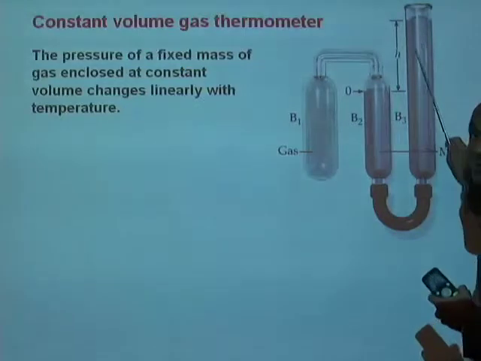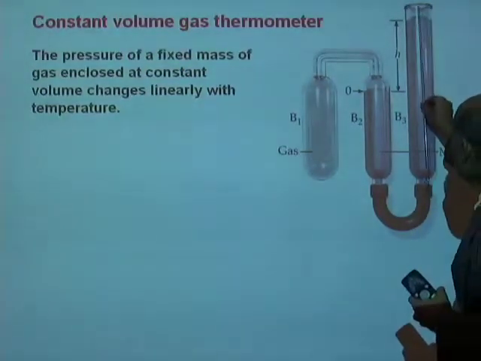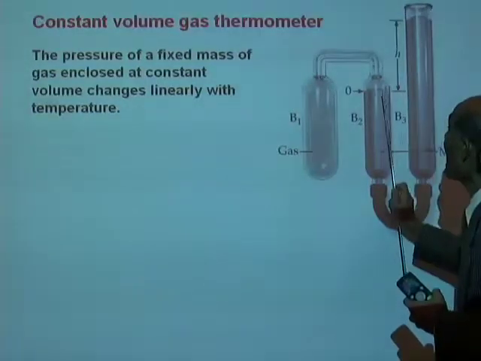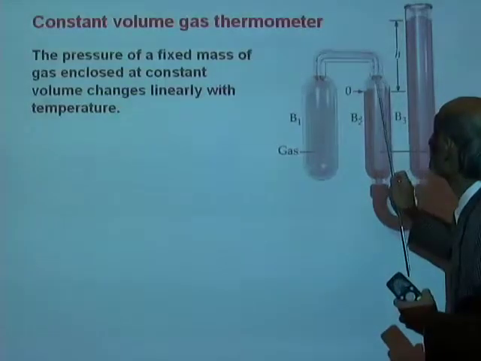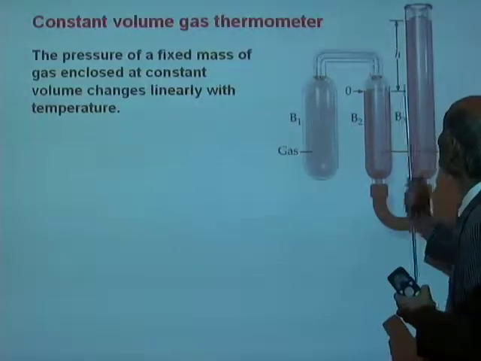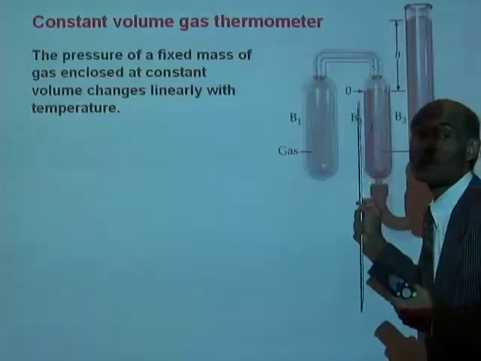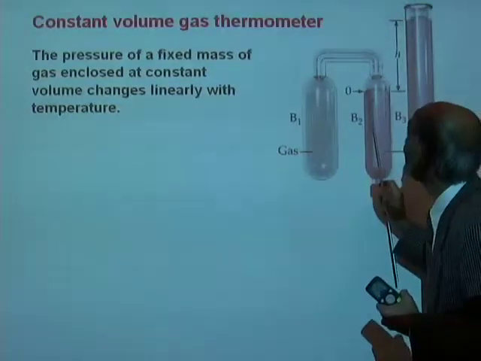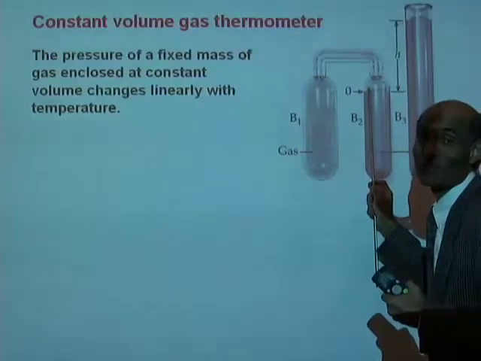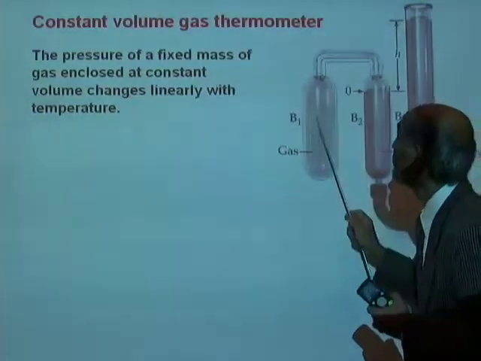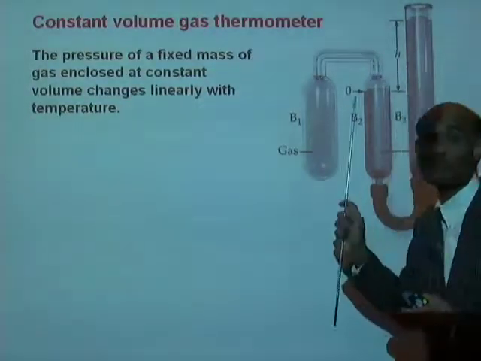Now, I can change the position of this because this is rubber. By moving it up or down, I can change the level of mercury in the closed tube. You see, this is the open tube and this is the closed tube. When you want to take a measurement, you always bring the level of mercury to this fixed mark. Make sure that the volume of the gas is kept constant, and then you can measure the pressure.